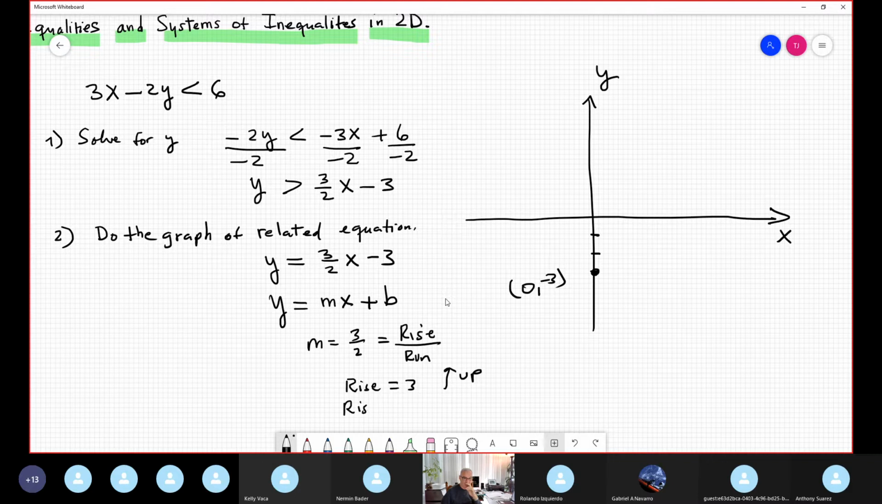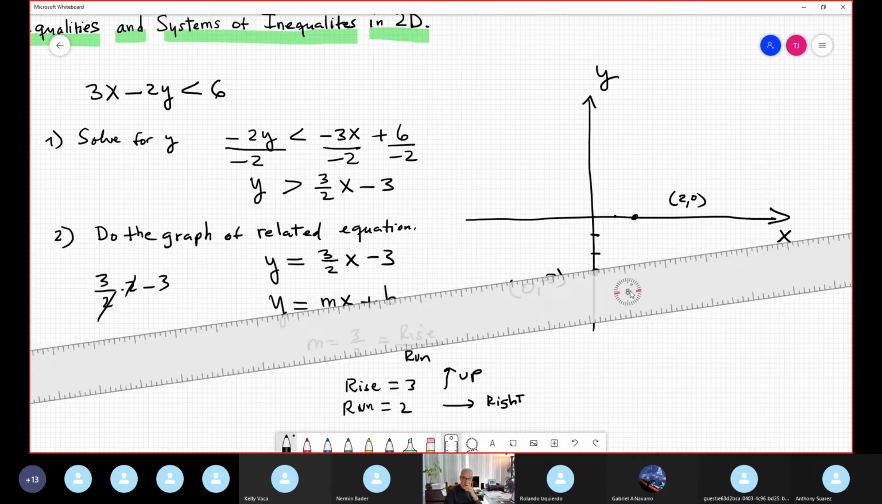And run is also positive, it's 2. Run is always to the right. So from this point, you move 3 units upward, 1, 2, 3, and 2 units to the right, 1 and 2. By coincidence, we get the point 2, 0. Suppose that this point satisfies the equation also. Look, you plug it in here: 3/2 times 2 minus 3. Cancel out these two. 3 minus 3 is 0. Okay, it's a coincidence, it does not always happen. And you are doing the line using my rule.